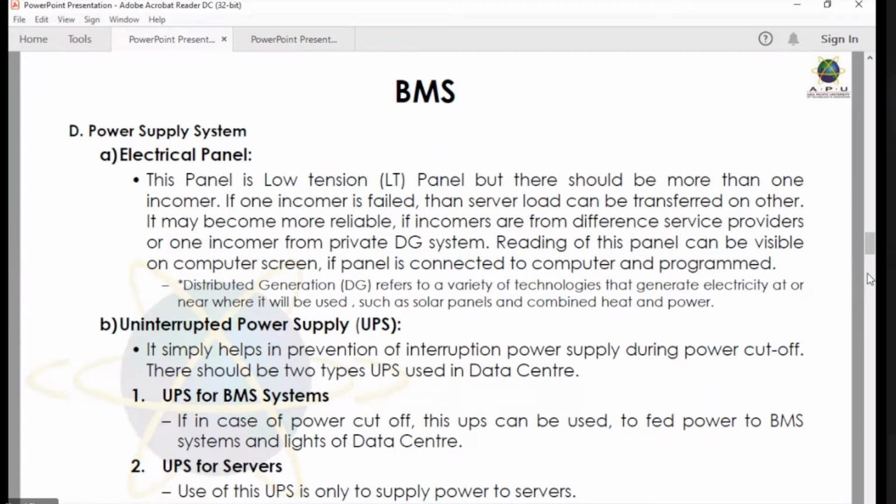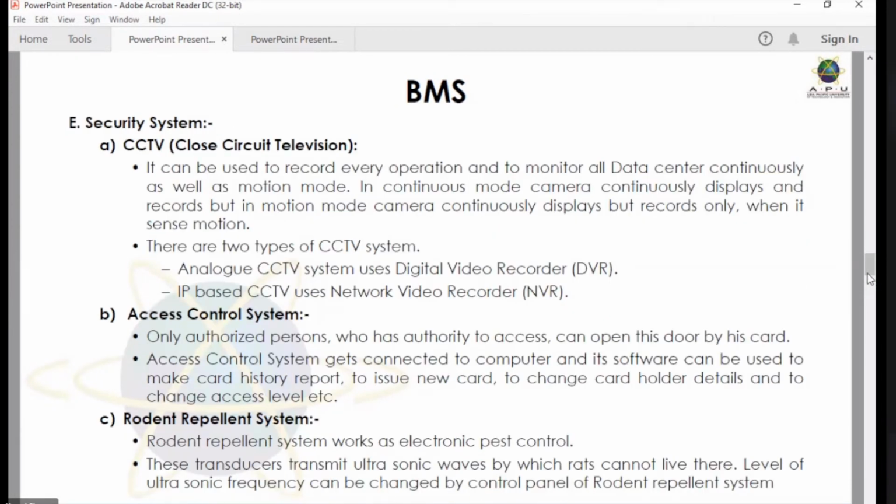And security system, to monitor the security of data center, there are different aspects we can apply. Okay, one is CCTV, closed circuit television. It can be used to record every operation and to monitor all data center continuously, as well as motion mode.